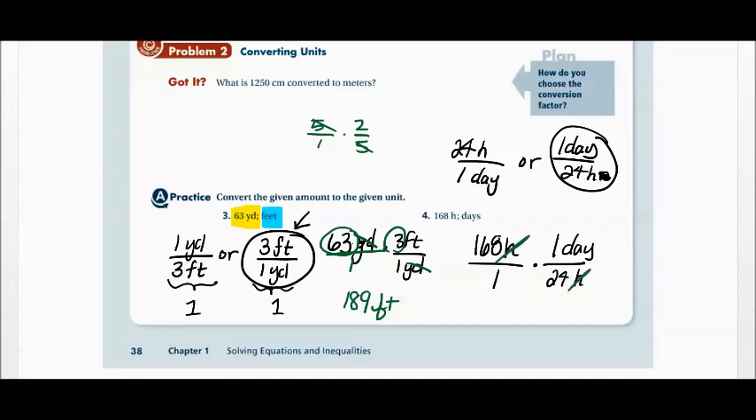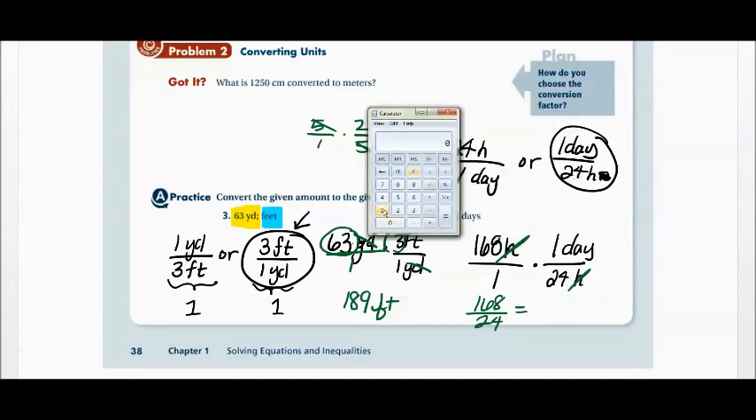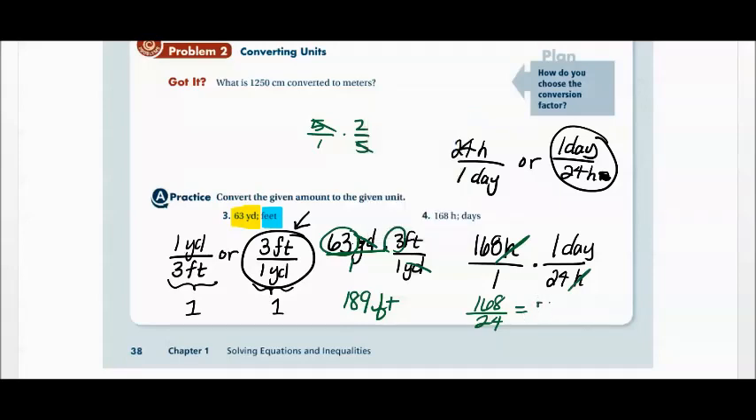And then in this case, we have a division going on here. We have 168 over 24. So we need to divide this time. 168 divided by 24. That gives you 7. And then the unit that's left over, remember, is days. So this is how many hours there are in a week. All right, one more example.